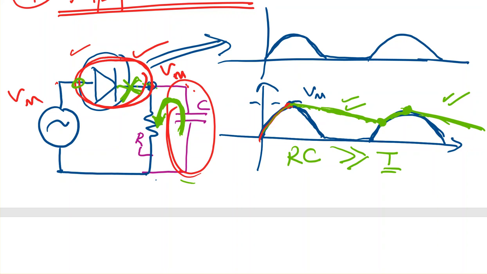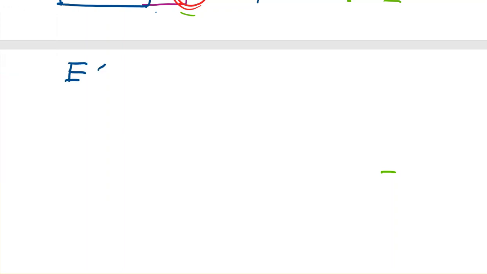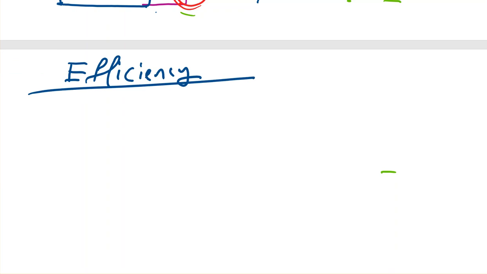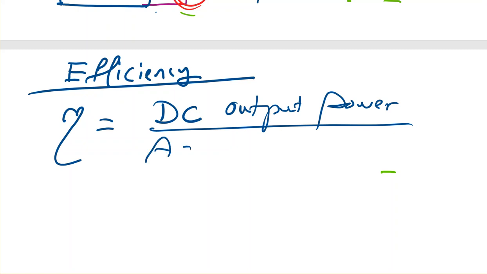The last thing that we have is what we call the efficiency of my rectifier circuit. So the fifth one is called the efficiency, and usually it's given the eta symbol. It's the DC output power over the AC input power.